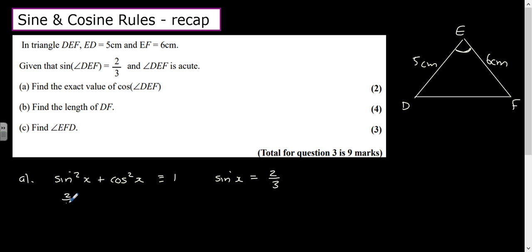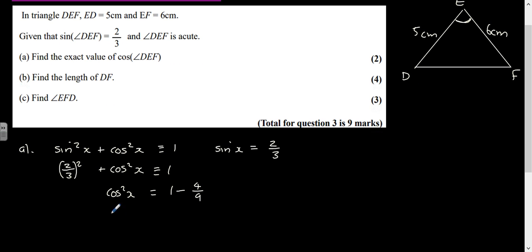So that means that we've got 2/3 squared, because that's sine of x squared. Sine of x is 2/3. Plus cos squared x is 1. So cos squared x is 1 minus 4/9, okay, which is 2/3 squared. And that means that cos squared x, if we do 1 minus 4/9, we get 5/9. And therefore, cos x is going to come out as plus or minus √5 over 3.